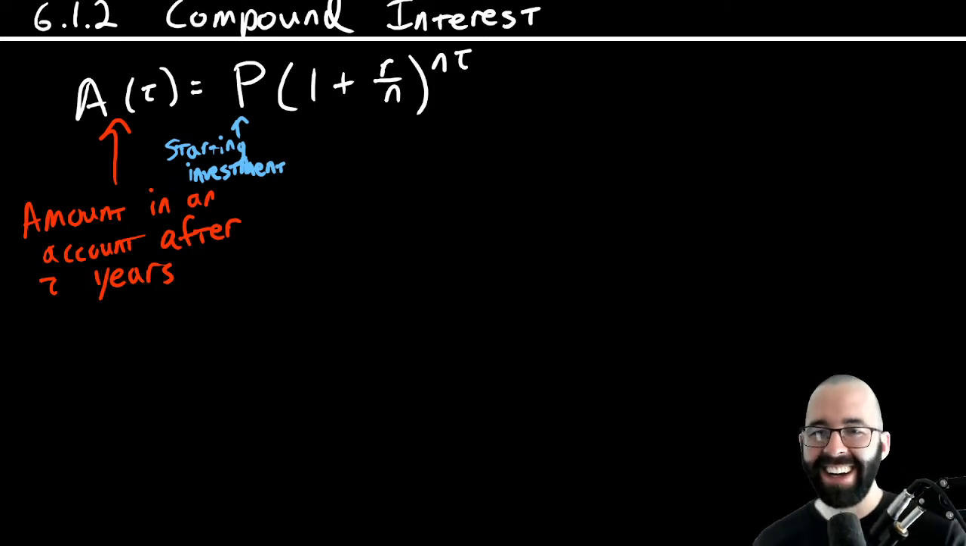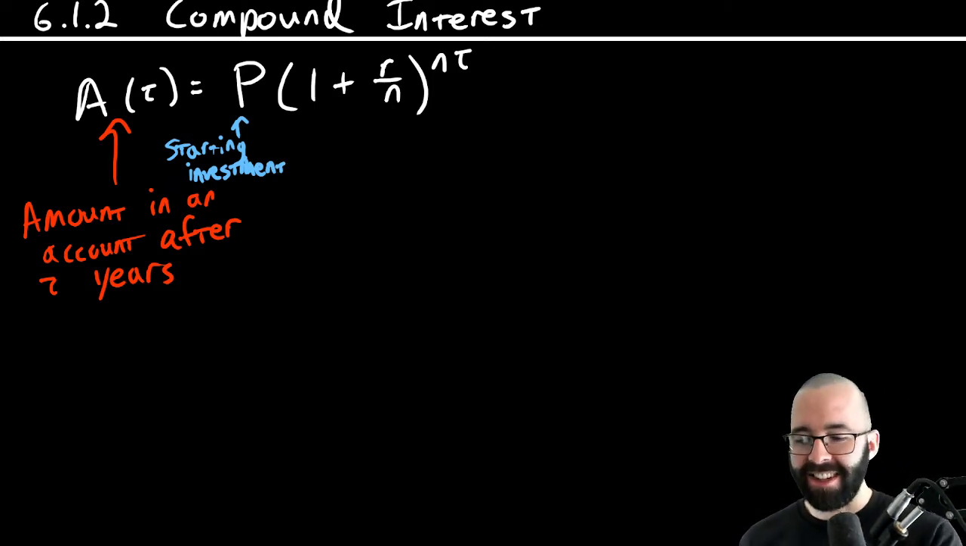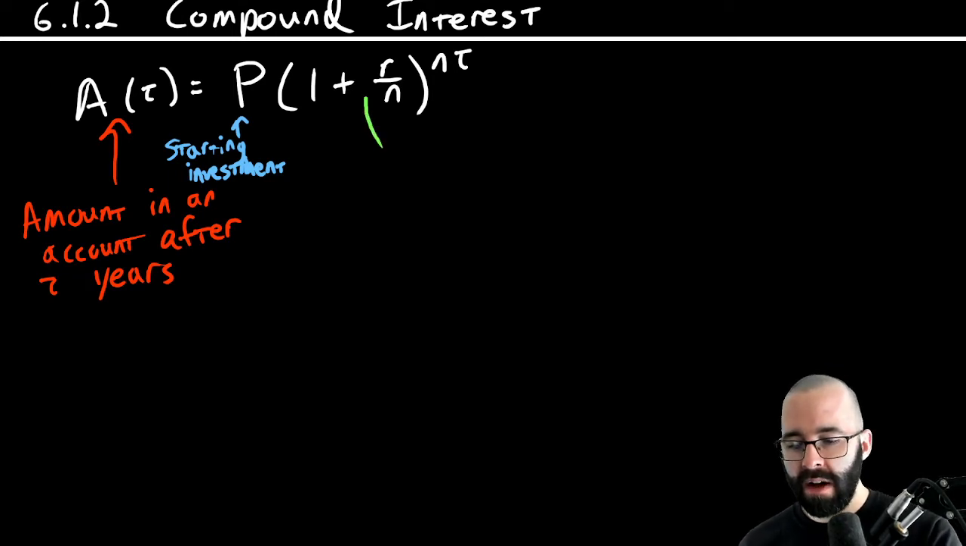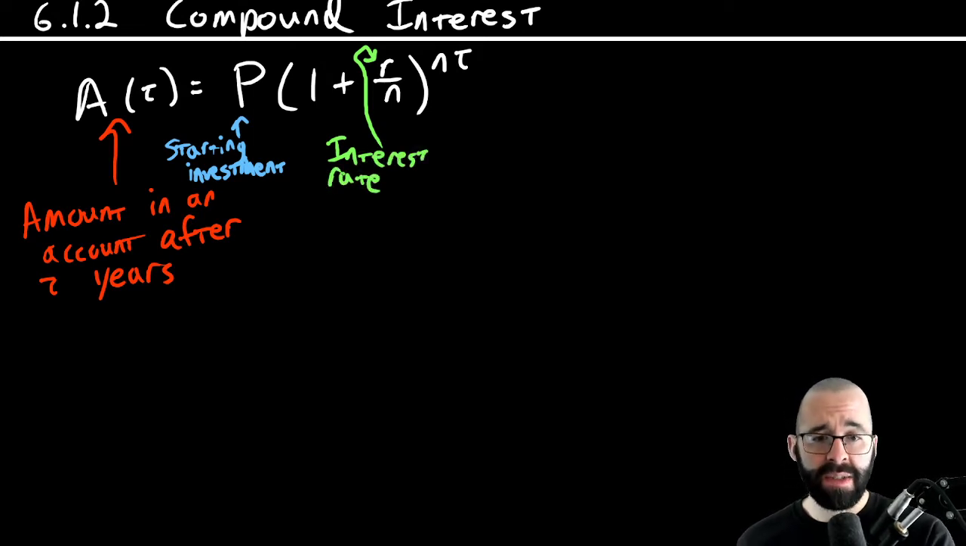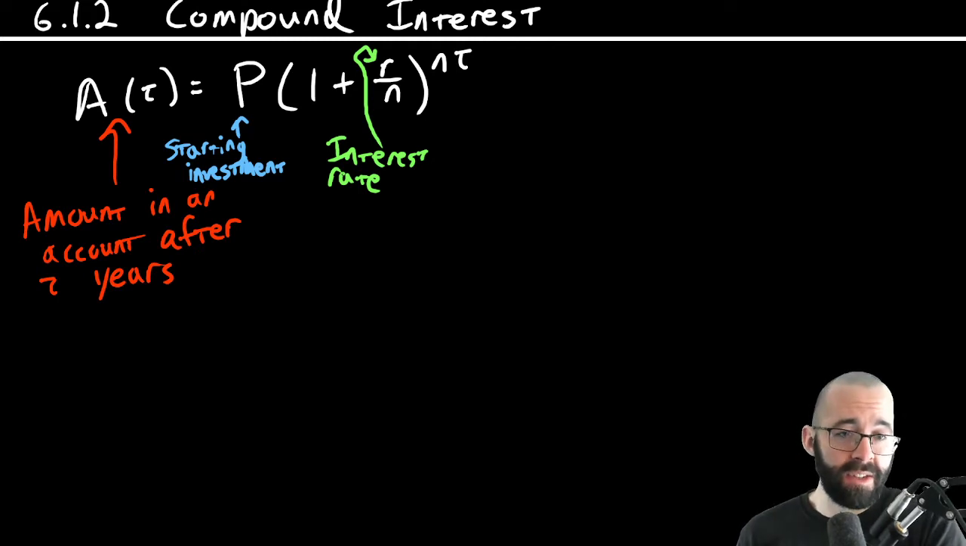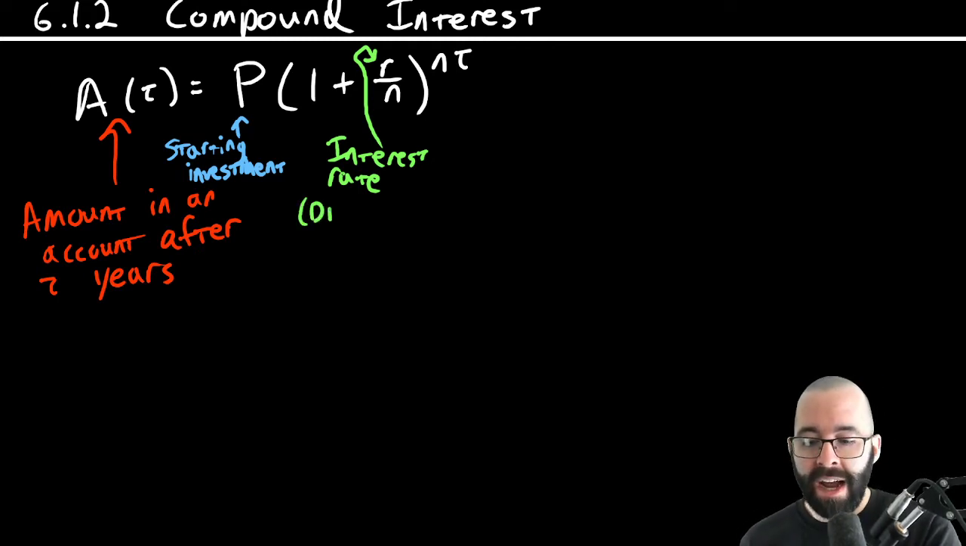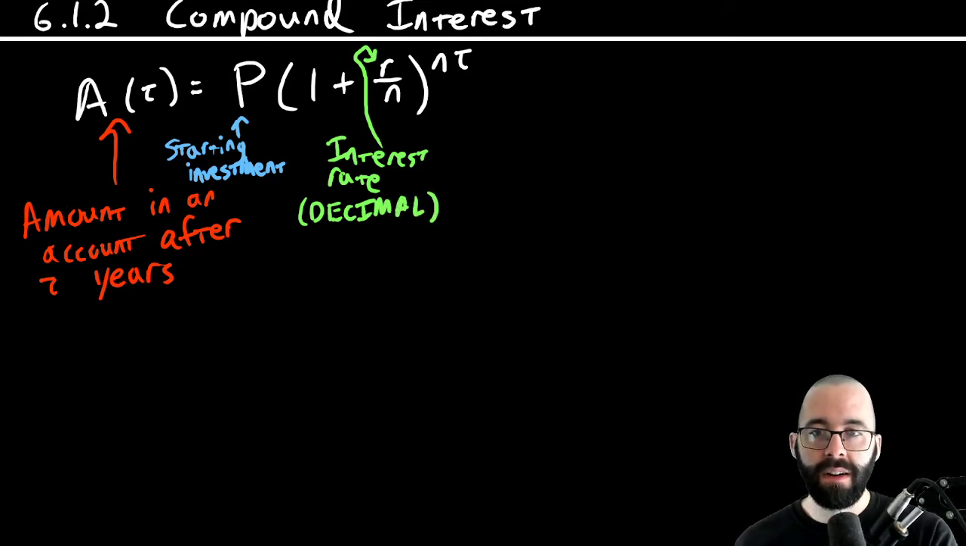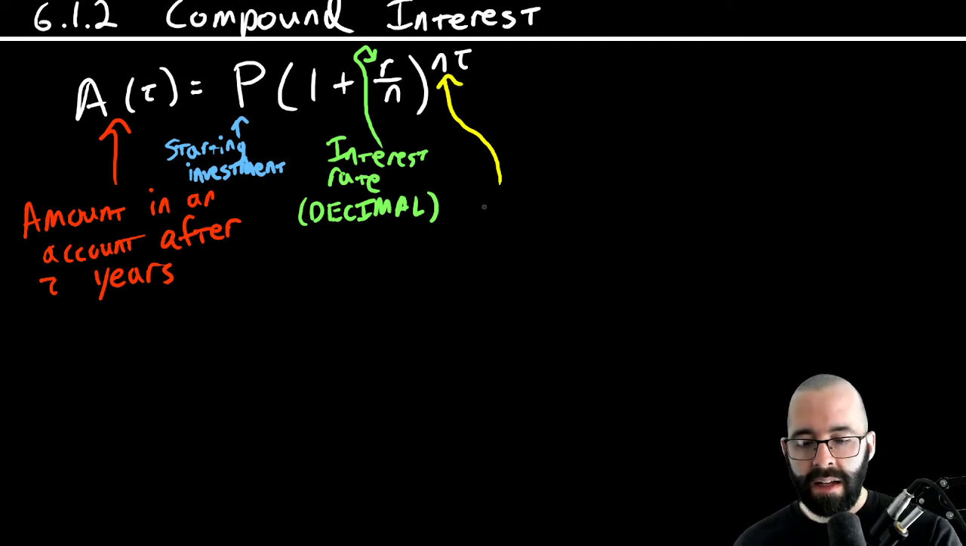All right. And then what's this other stuff going on here? R, that's your interest rate. Be very careful. A lot of times we say these as percents, 3% interest, 6% interest. Write it as a decimal. So 3%, write 0.03.